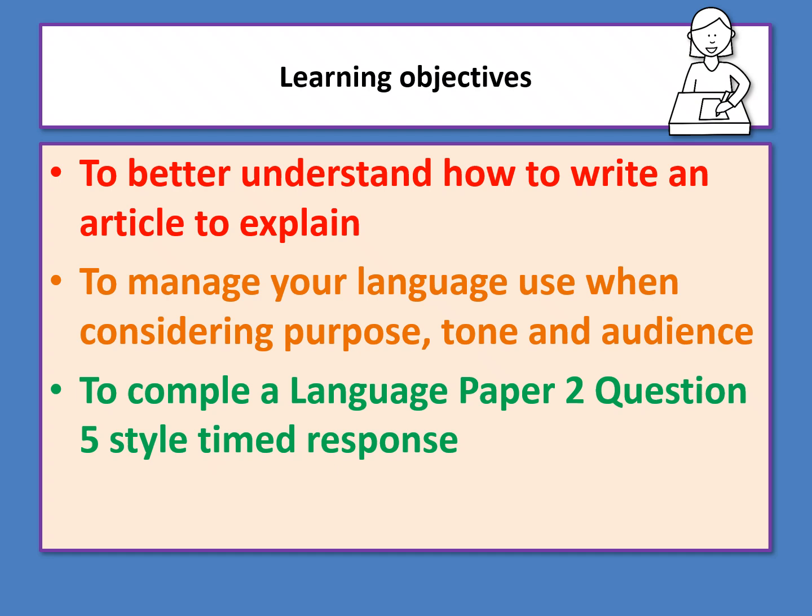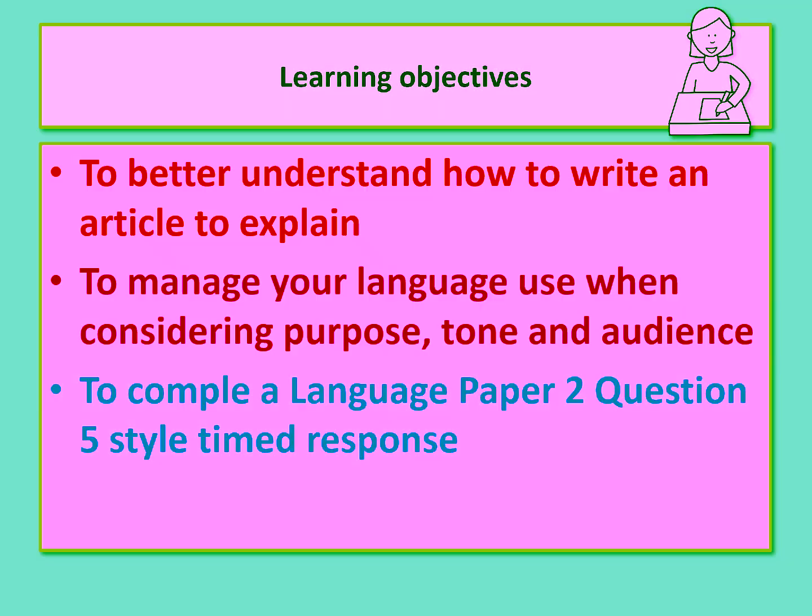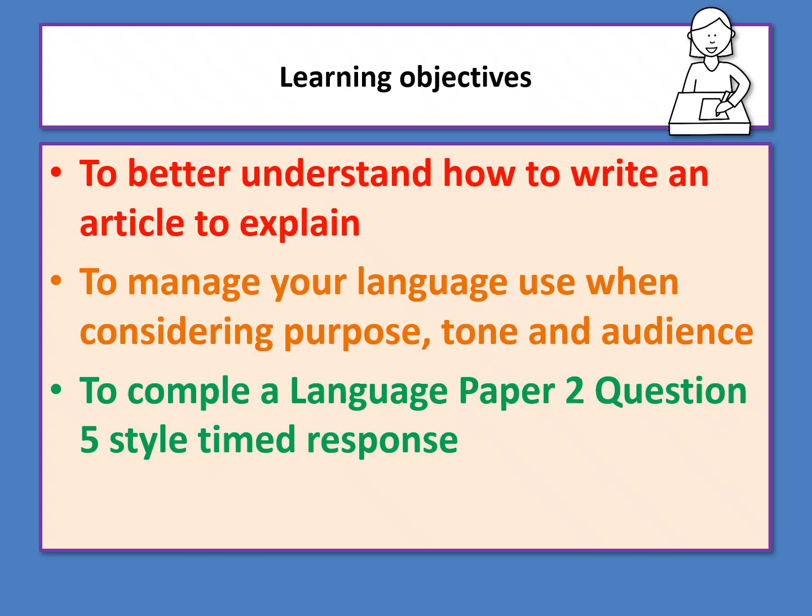And these are the formal learning objectives: to better understand how to write an article to explain. So the students are aware exactly what they're being expected to do during this lesson: to manage your language use when considering purpose, tone, and audience, which we've just explored the meaning of, and to complete a language paper 2 question 5 style timed response.